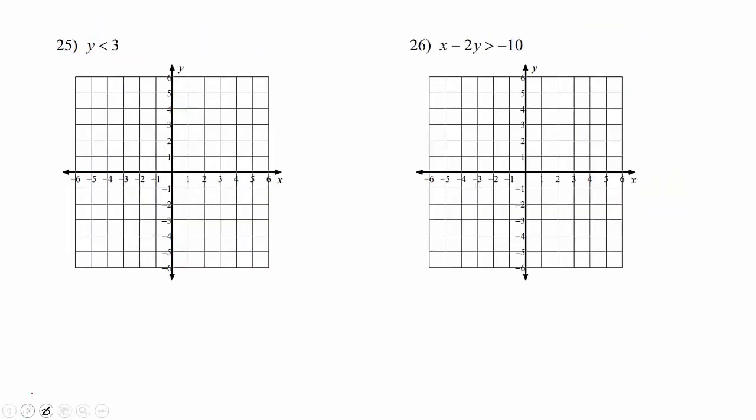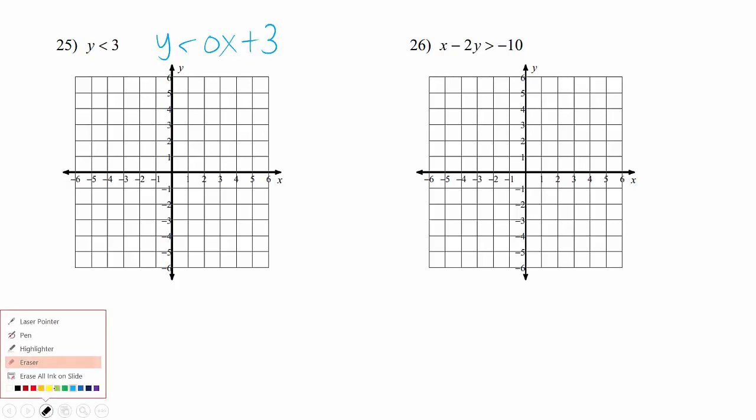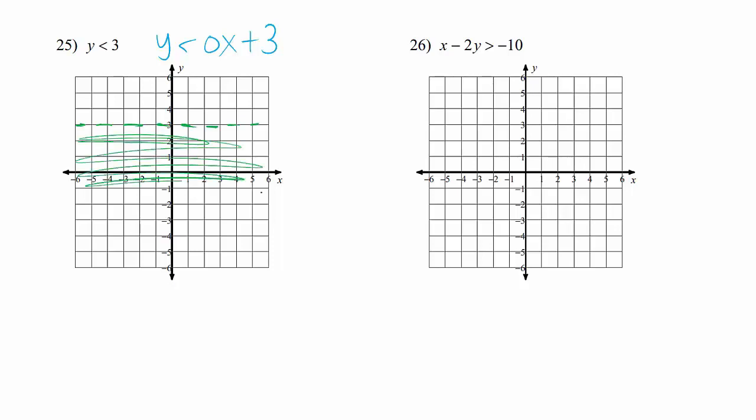These are the last two I have. So y, we can still think of as slope-intercept form if we put a 0x, meaning that this has a slope of 0, so it goes through 3 as a horizontal line. Or we can just remember that y without x is a horizontal line. So dashed line at 3. If I want less than, and it's a horizontal line, I can use above or below. So that's below. If it was greater than, we'd shade above.